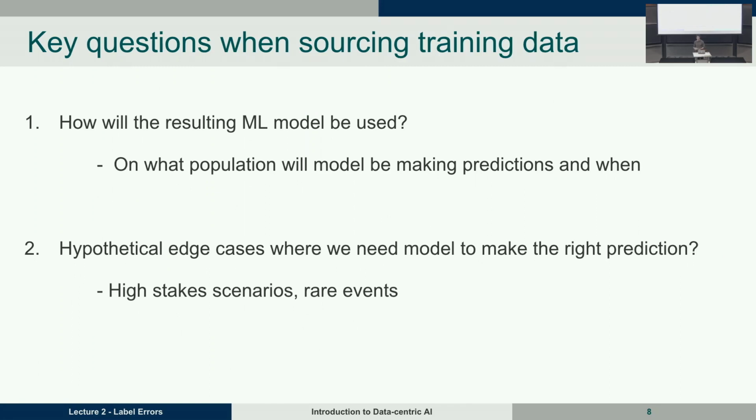So some key questions when you're sourcing training data that you should always be asking yourself is, how am I going to actually use the machine learning model? And on what population will this model be making predictions, and at what time? Those are really important questions. And also, what kind of hypothetical edge cases can I imagine where this model might struggle and where we really need it to be right, like high-stakes scenarios and rare events. These are all things you should really be thinking about at the time that you're getting the training data, rather than discovering them once you've deployed the model into your application.